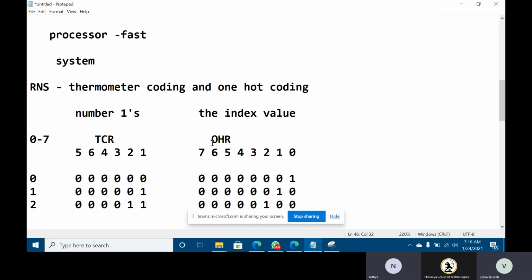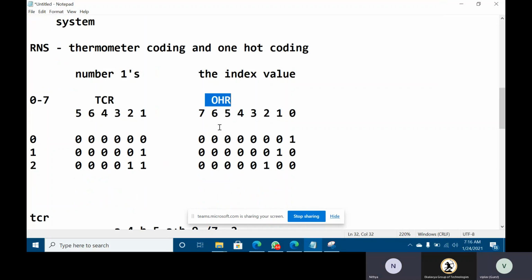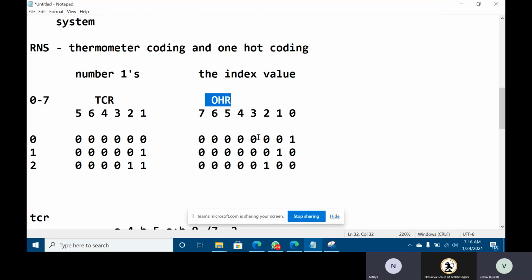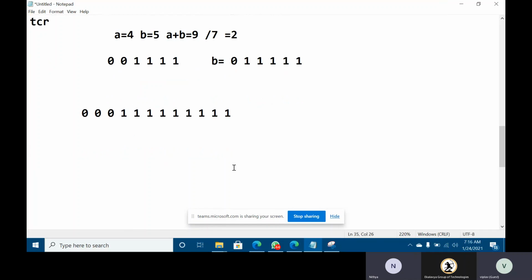Next, another thing is one hot coding. Why are we going for both TCR and OHR? We want to see which one is faster and which one consumes less power, then we can use it for our application. For those purposes we are taking TCR and OHR. OHR, as the name itself indicates, one hot, means at a time only one is high. Suppose the same example, A is 4, B is 5.